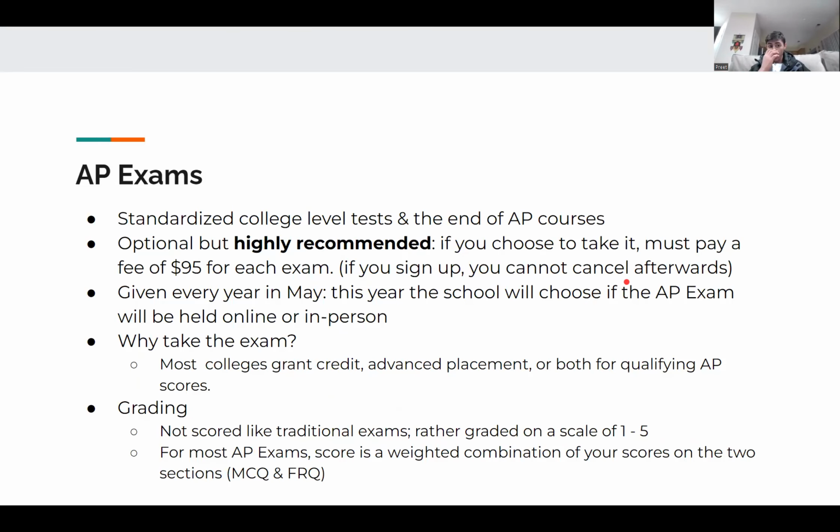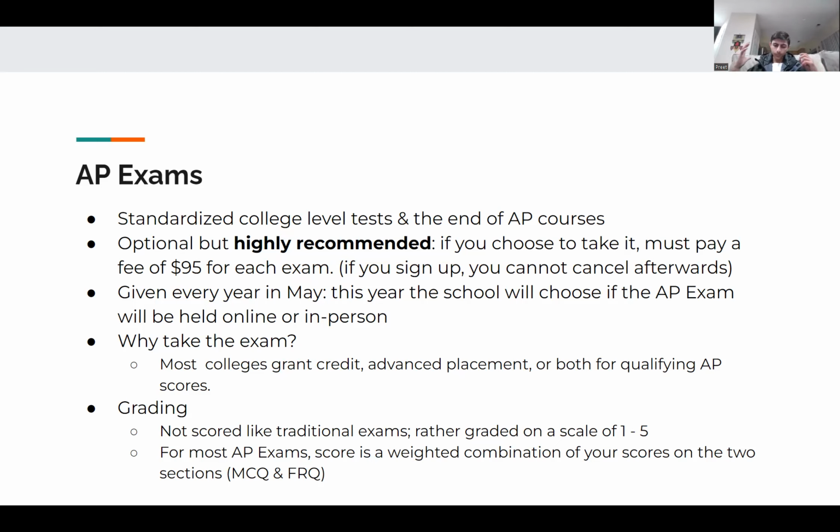All right, we can move on to the next slide. Basically, this slide is that AP exams are College Board organized tests. At the end of the AP course, you take the AP exam, right? It's not optional, but it's highly recommended that you take the test, and you must pay. The fee depends on the exam you're taking. It can vary between $95 and $145 or $150 for each exam.